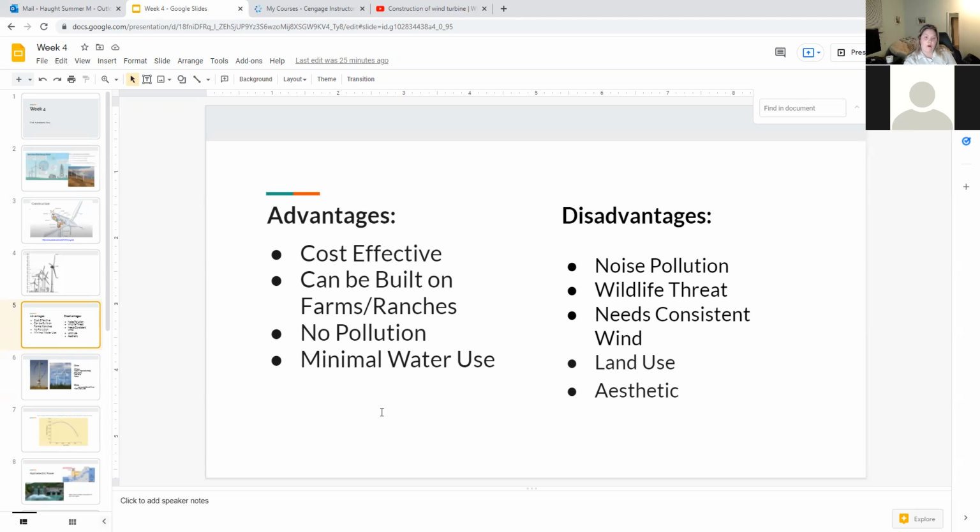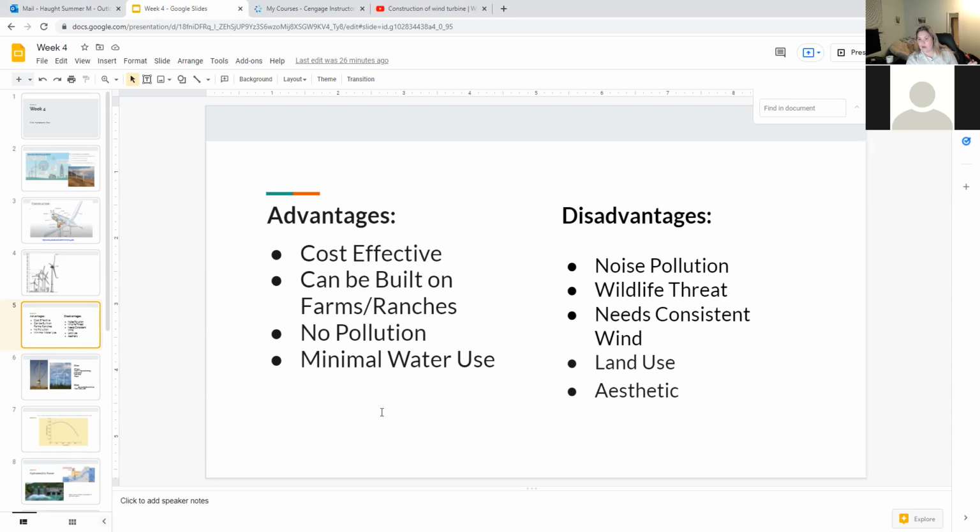Some of the disadvantages, though, are that it does create a lot of noise pollution. I use the word pollution there, but really it's just noise. Noise pollution is just a term for something that creates a lot of noise, which can cause harm to the people living around there, but the wildlife as well. That goes into the second one: it's a wildlife threat. I think the biggest example is birds, and even bugs and things like that that fly at that level can easily get taken out by one of those giant blades.